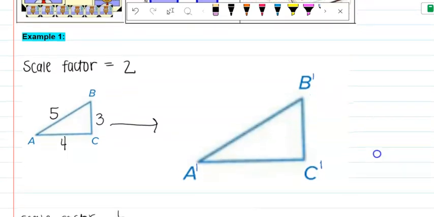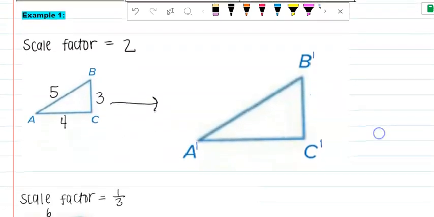So in this example, if we had a scale factor of 2, again, we're multiplying by the scale factor. AB here was 5. When we scale it, 5 times 2 is 10. So our new A prime B prime would be 10. BC is 3, so 3 times 2 is 6, and 4 times 2 would be 8.